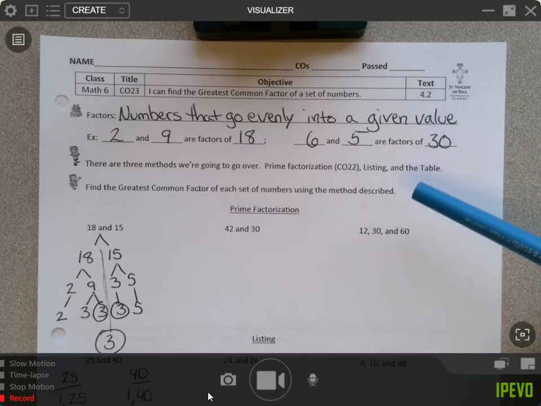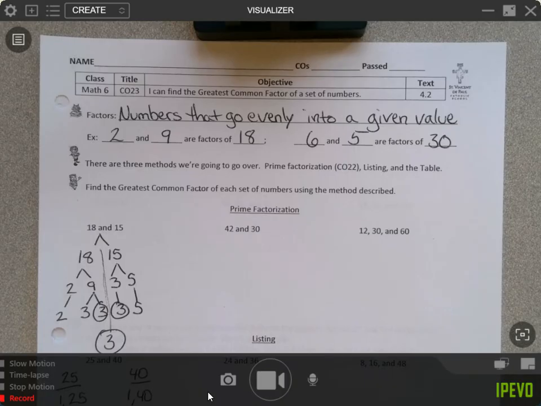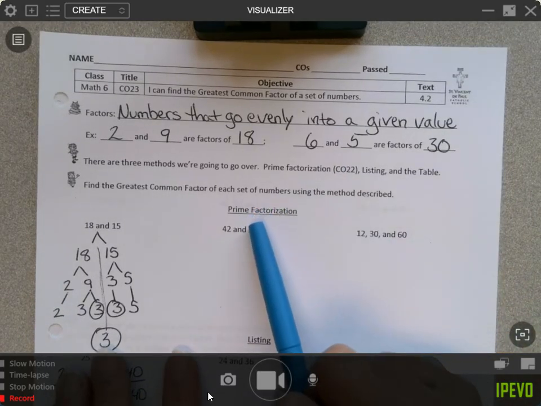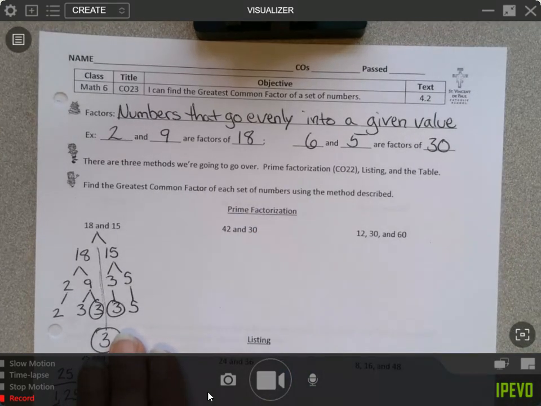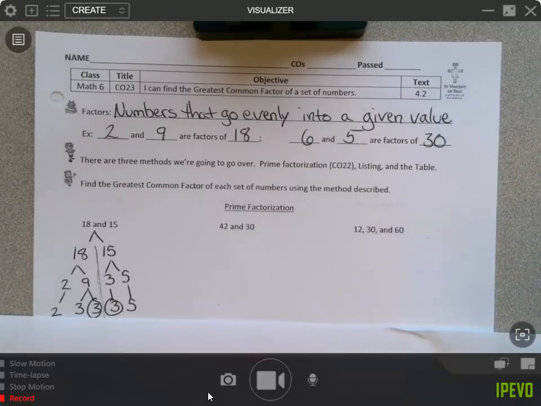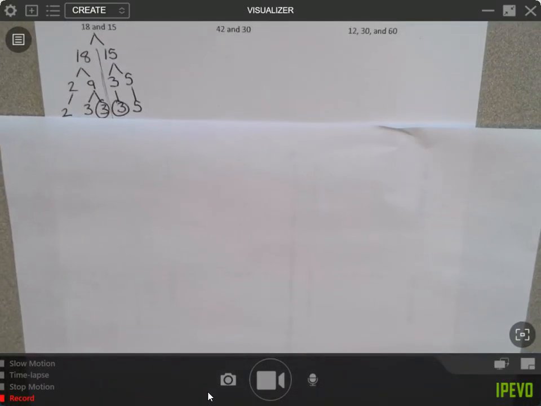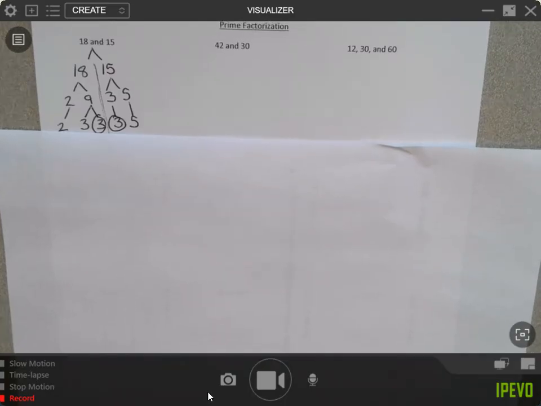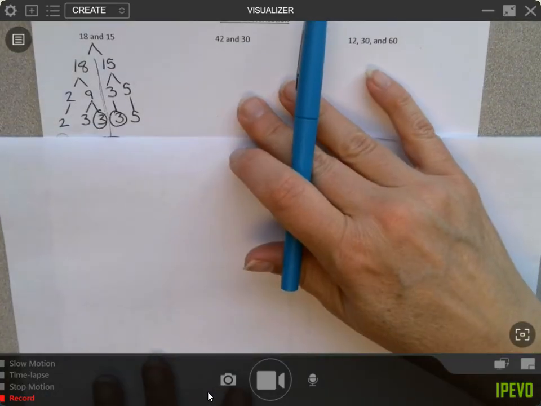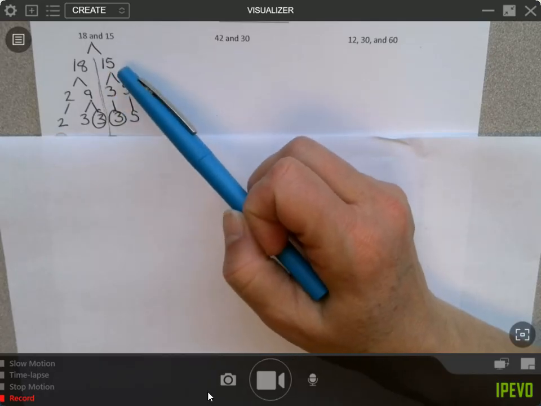So there are 3 methods we're going to go over using this. The first one is that prime factorization like we did yesterday. So let's just cover this up. So if we use prime factorization, let me move it up a little bit. We are going to make those factor trees for both sets of numbers.